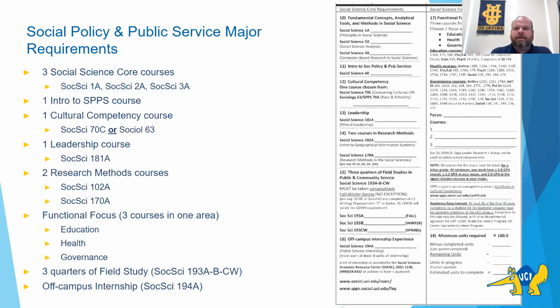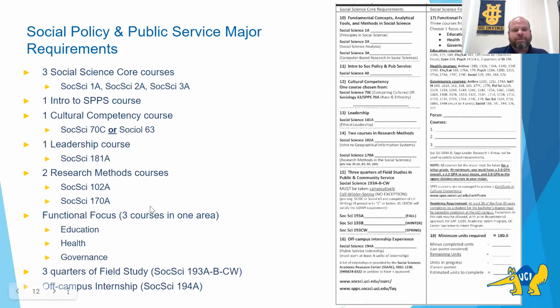So you see here on the right-hand side, you'll see things are numbered like 10, 11, 12, 13. Now, every student has to complete social science 1A, 2A, and 3A, and those are your fundamental core classes right here, and that's in number 10. And then students have to complete one intro to social policy and public service course, which is the social science 40 class. There's also one cultural competency course required as well, and you have two choices on that here in number 12. There's also a leadership course, which is called Social Science 181A, and that's listed here in number 13.